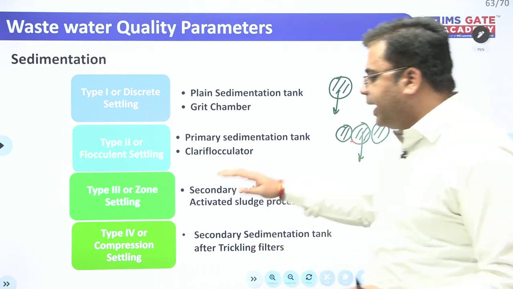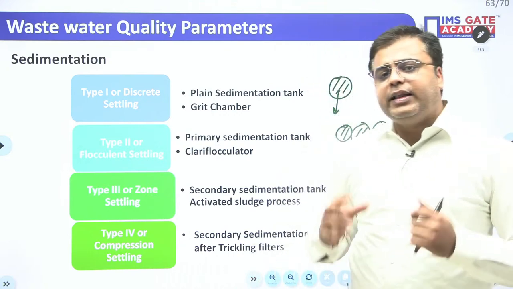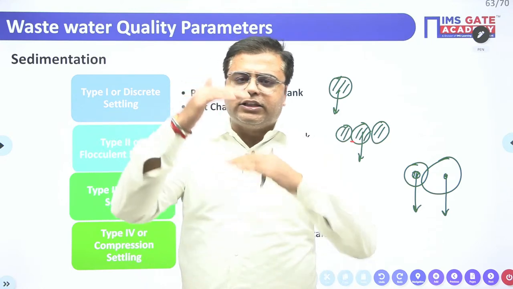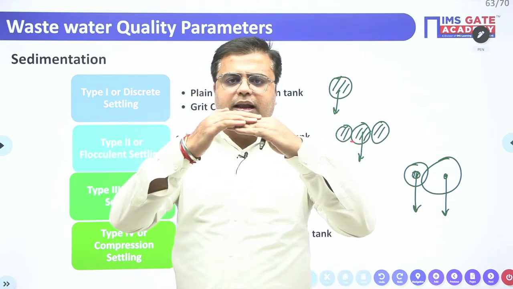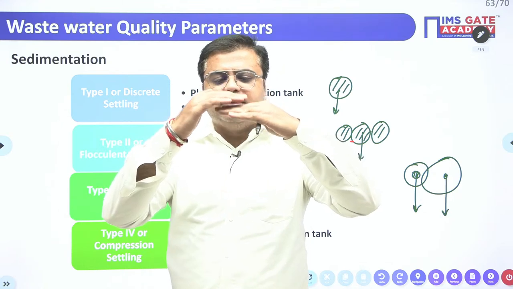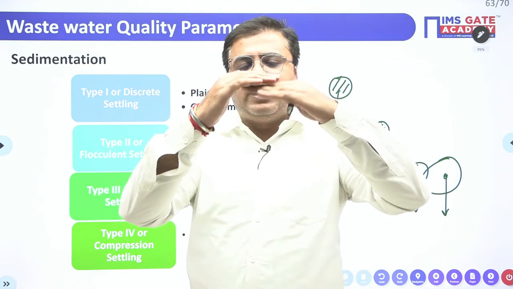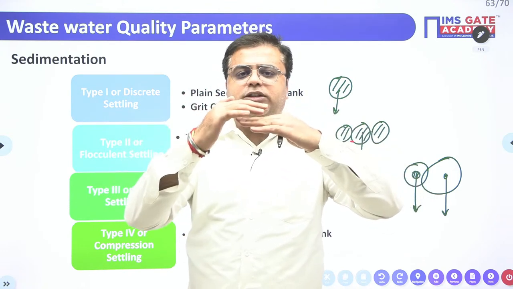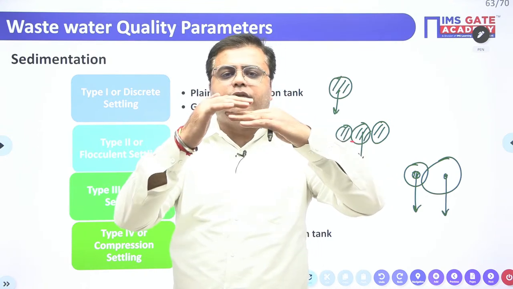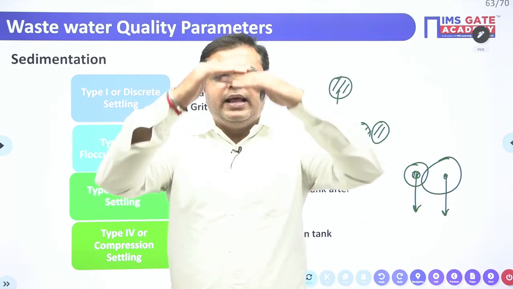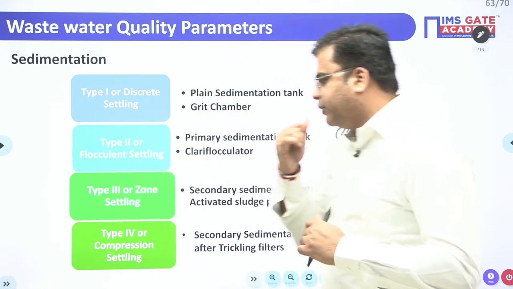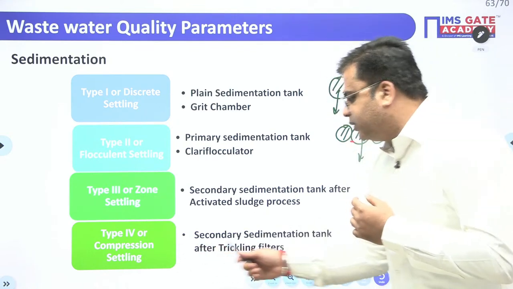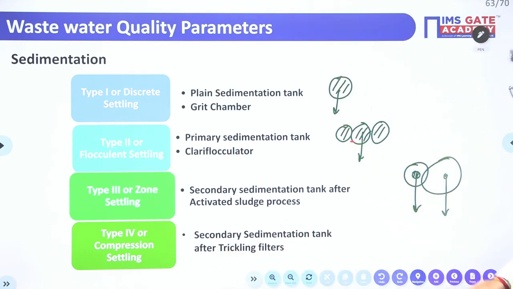The fourth type of settling is known as the compression settling, where the concentration of the suspended particles is huge, and due to this huge concentration, these suspended particles just rest over the lower layer, and this lower layer of the suspended particles provides a support to the layer of the particles present above it, and a kind of squeezing happens between these two layers. The water present in the voids squeezes out and this settles as a single unit. This type of settling is known as the compression settling or the type 4 settling. This type of settling is observed in the secondary sedimentation tank after trickling filters.